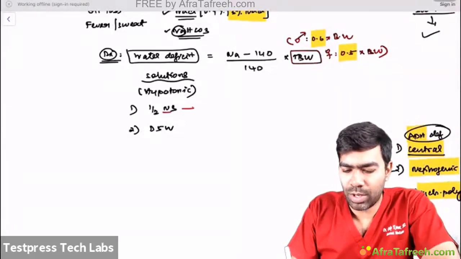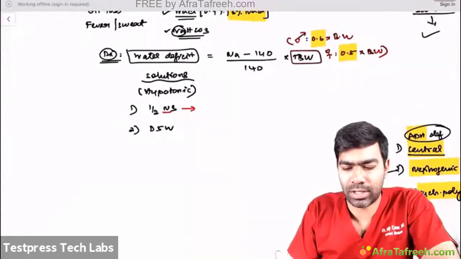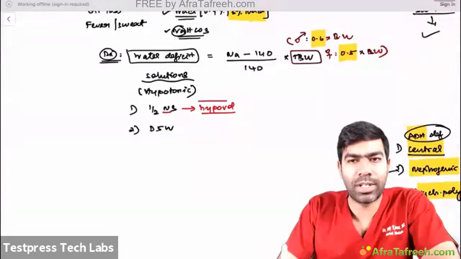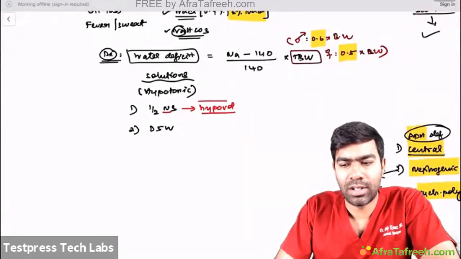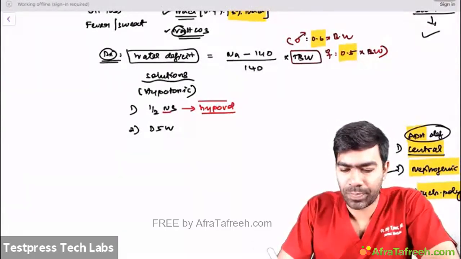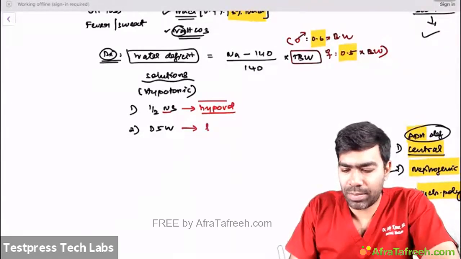Remember, sodium containing solution should be avoided in euvolemic and hypervolemic states. Typically, it is preferred in hypovolemic states. In hypovolemic states with hypernatremia, you can prefer a sodium containing solution. Half NS is fine. And second, dextrose 5 water you can prefer in patients who are in a hypervolemic or euvolemic state.